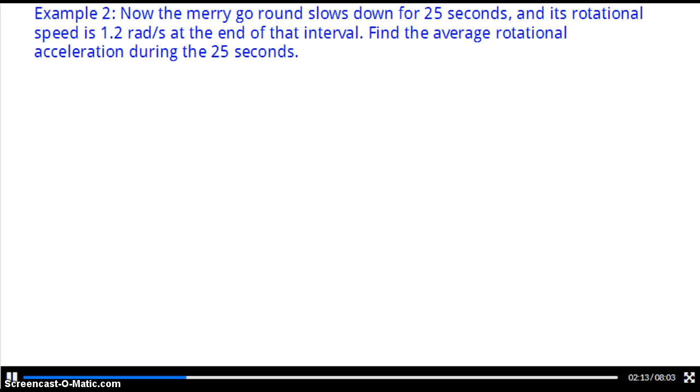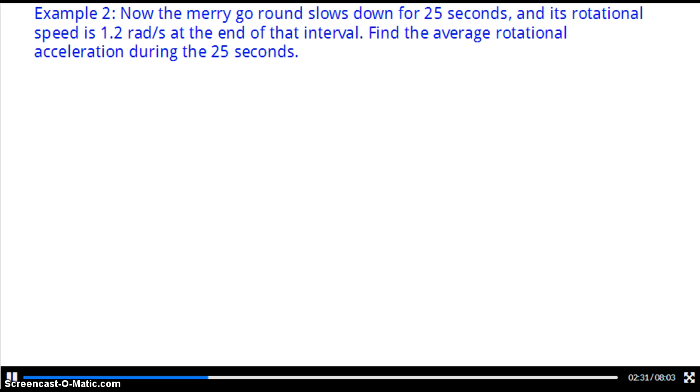So it's important to note that rotational velocity is indeed measured in radians per second. Alright, now we have a second example that is a continuation of the first one. I said, now the merry-go-round slows down for 25 seconds and its rotational speed is 1.2 radians per second at the end of that 25-second interval. I ask you to find the average rotational acceleration during that 25 seconds.